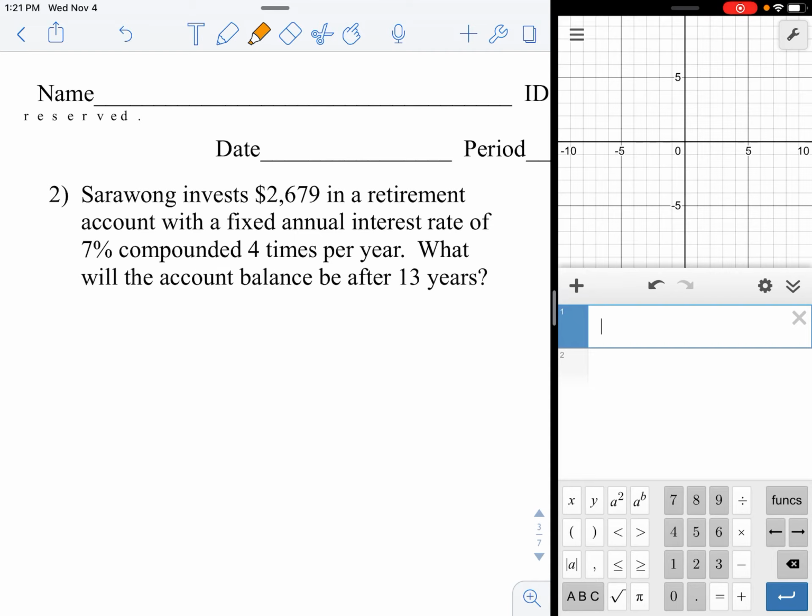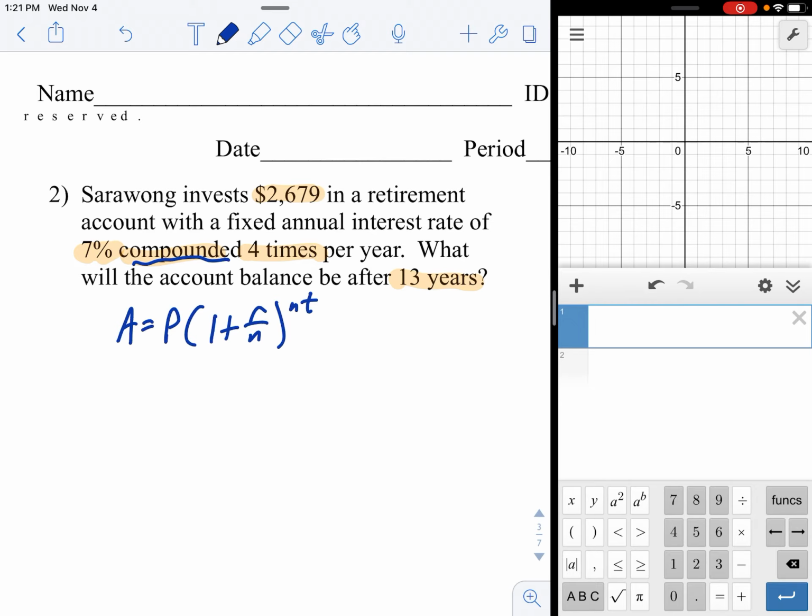So I'm going to scan through here. Invest this much money at an interest rate of this much, compounded 4 times a year. How much will be there in 13 years? This is the compound interest formula. About to write that backwards. A equals P times (1 plus r over n) to the nt.